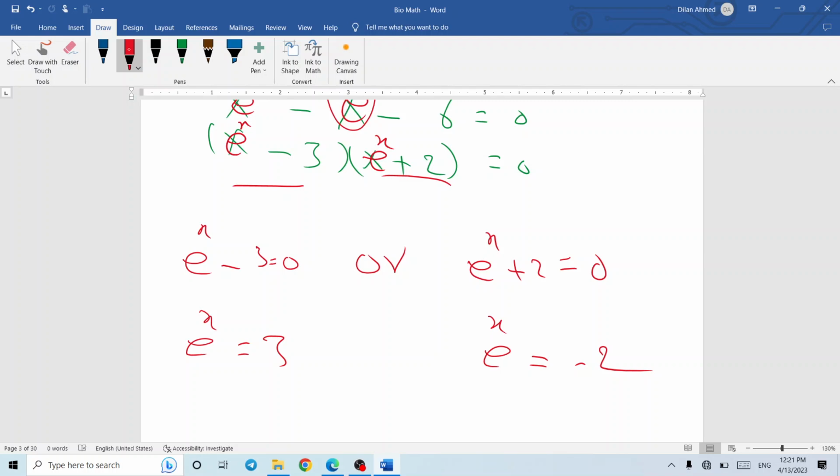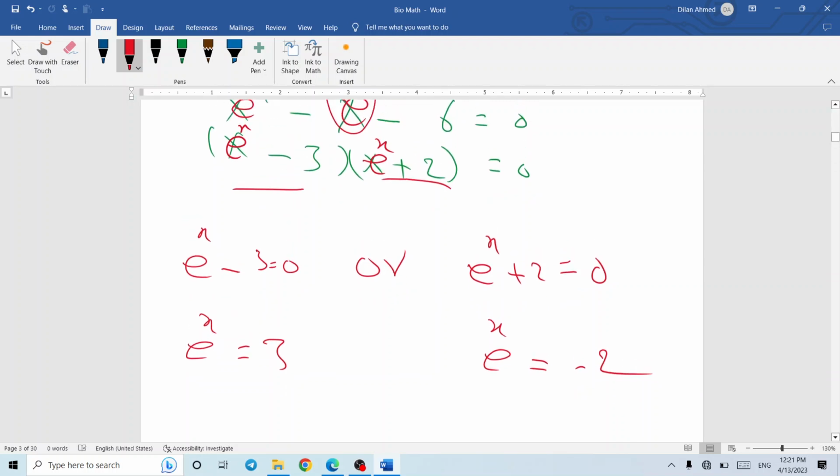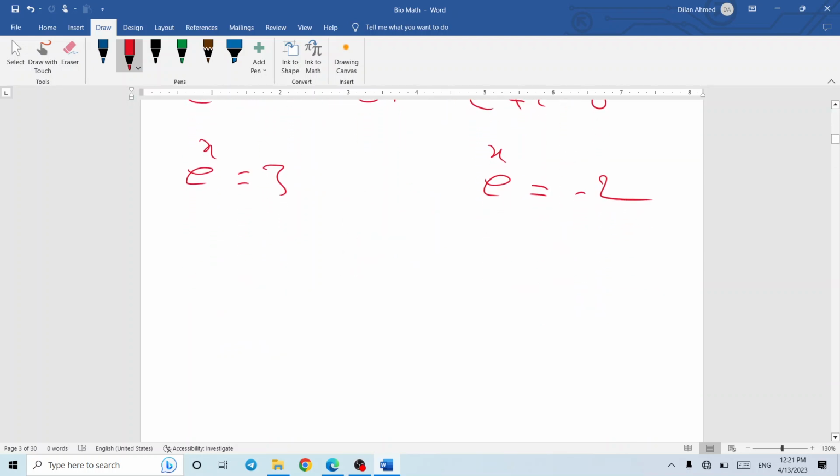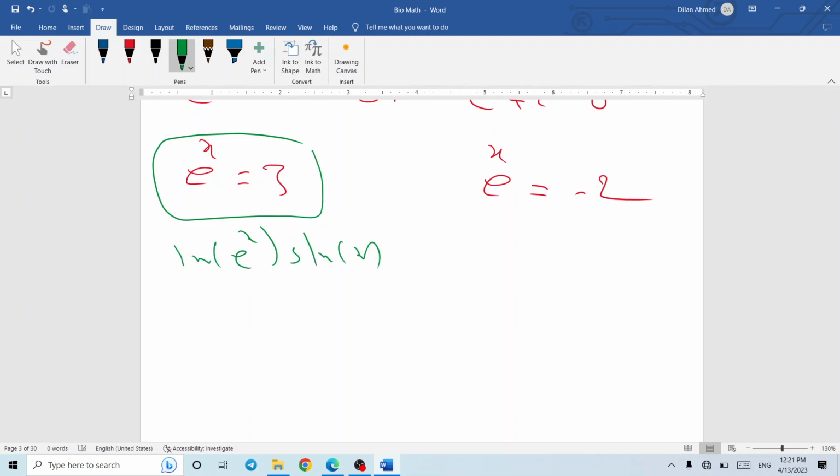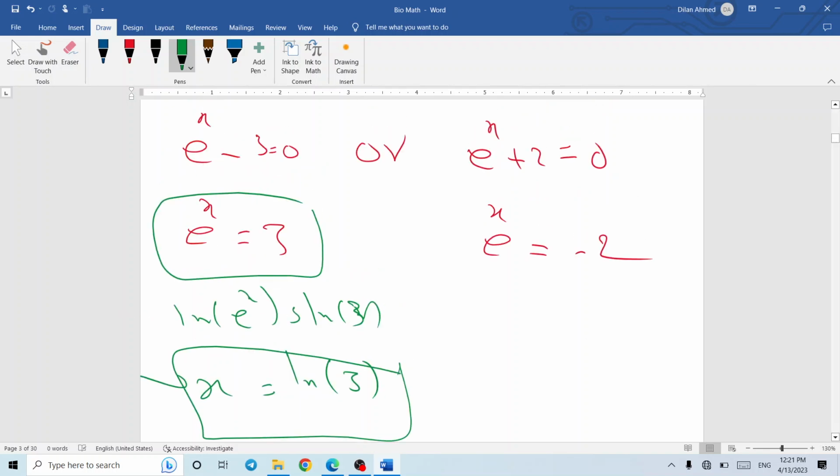No question? Good. So now how do we solve that one? I think it's easy for you. How do we get x? By ln, right? ln 3, I will get x equal to ln 3. Okay? Any question about this part? No. How about the second part? I say this is no solution.